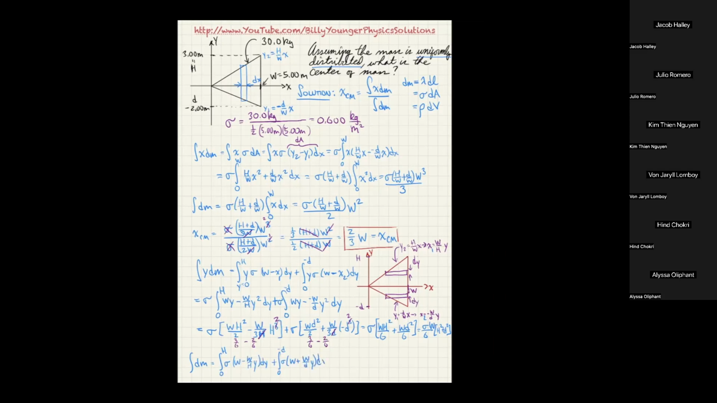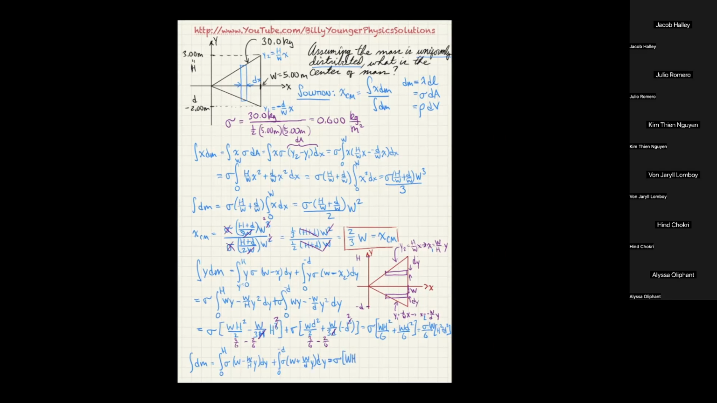And all that times dy. Now, clearly the sigma is going to be there, so I can deal with that. And what I have is the integral of w with respect to y, which is just going to become wy. And then when I evaluate that at h and 0, I'm just going to get wh. So this will be wh.